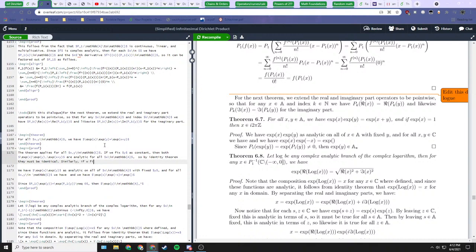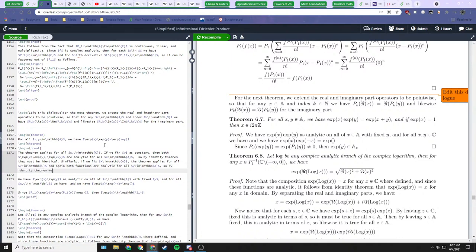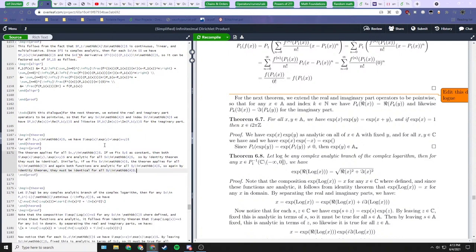Similarly, if we fix x in A, the theorem applies for all y in C, and again, both functions are analytic for all y in A. So by the identity theorem, they must be identical for all y in A. And that's pretty much that proof.